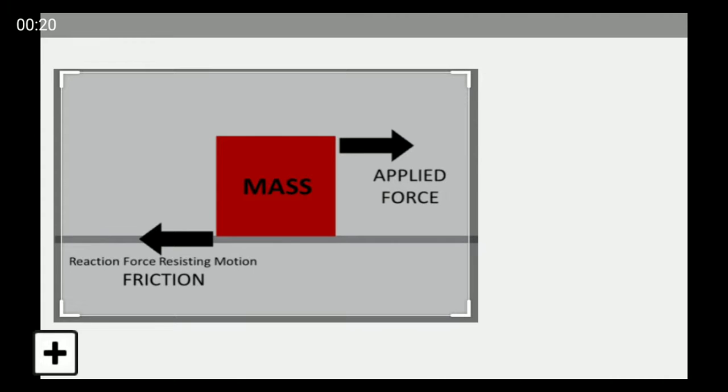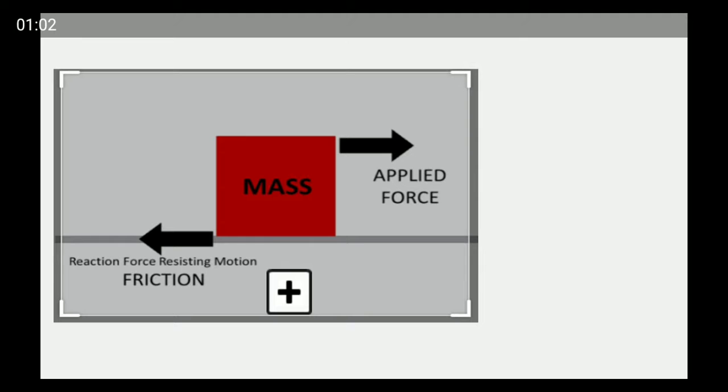Students, as you can see, when you apply a small force on a heavy mass, suppose a heavy box, it does not move. But in reaction to the applied force, there acts a resisting force between the two surfaces.